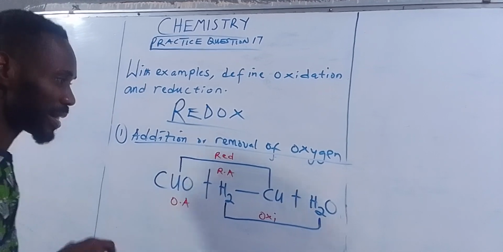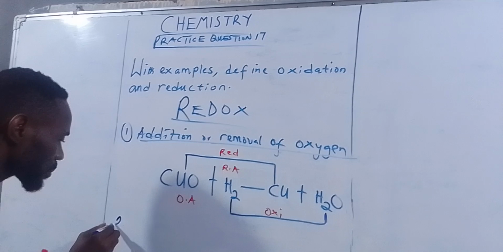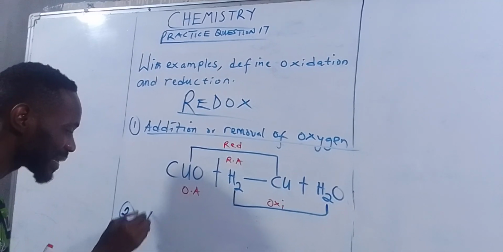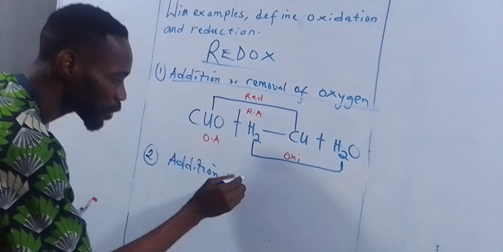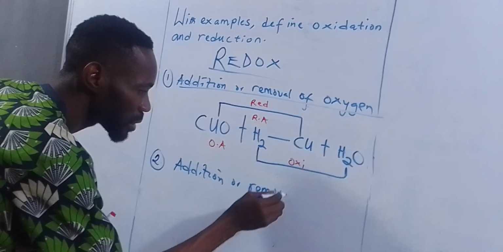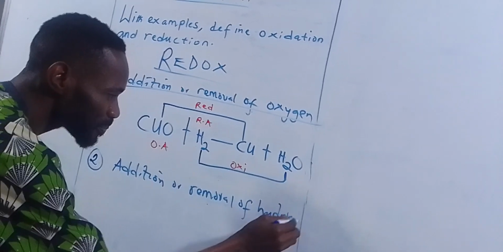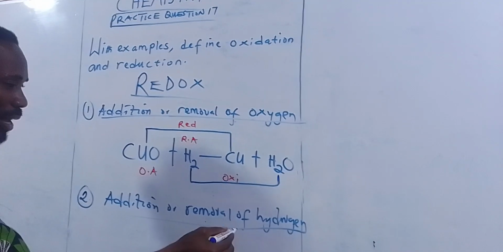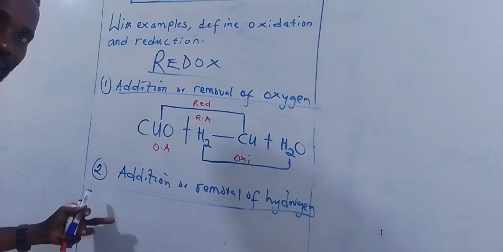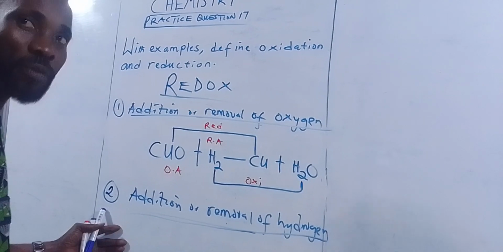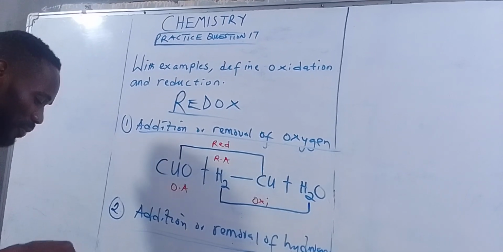Number two, let's quickly take a look at the second definition of oxidation and reduction by the principle of addition or removal of hydrogen. Now, by the principle of addition or removal of hydrogen, we can define oxidation as the removal of hydrogen from a substance. Now, let's take the example.